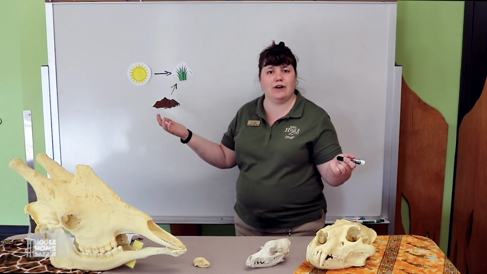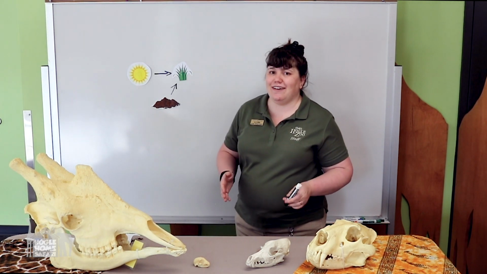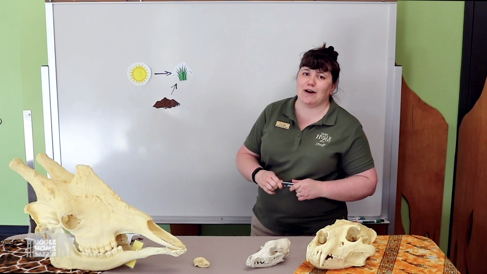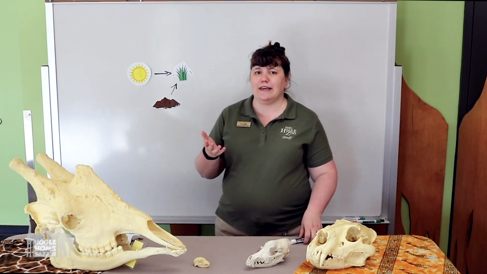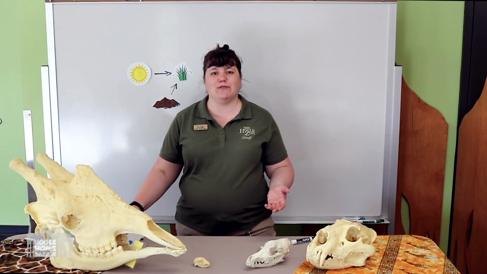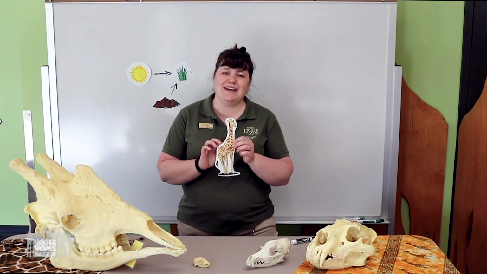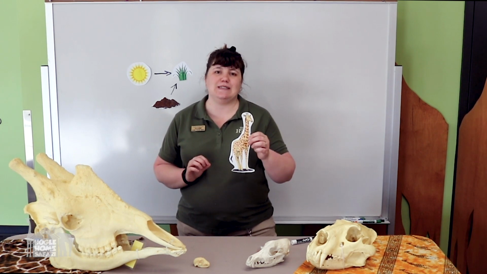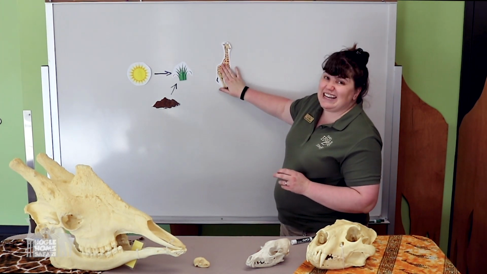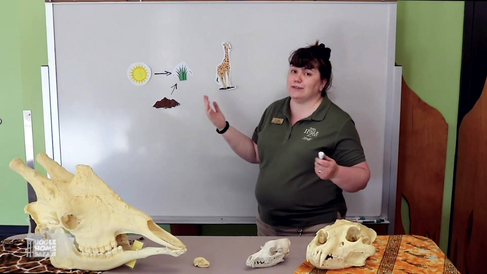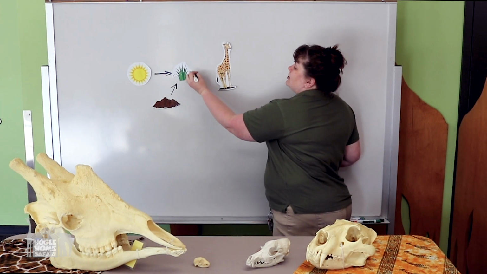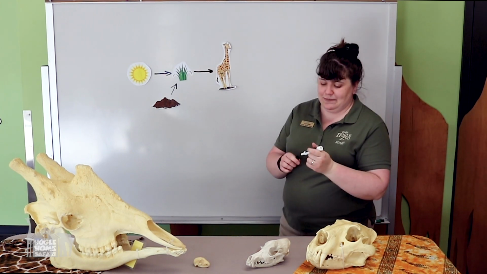What comes after a producer? A consumer. Consumers eat the producers. That's where their food comes from. And what do we call an animal that gets its food from eating plants? Herbivores, right? Herbivores like giraffes. An herbivore is an animal that eats plants. So let's add him to our food chain. You could add any kind of herbivore, a cow or a squirrel or whatever you want, but I'm doing giraffes. And he gets his energy from the plant.